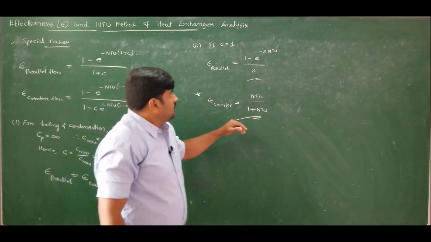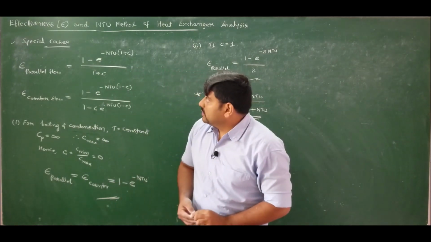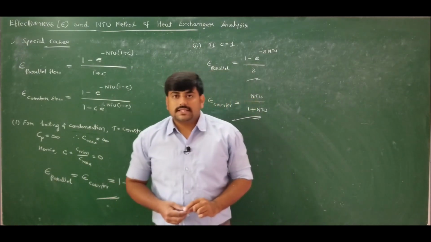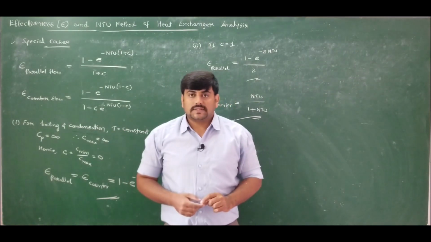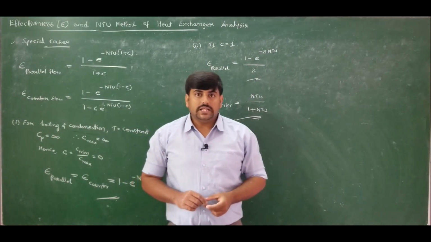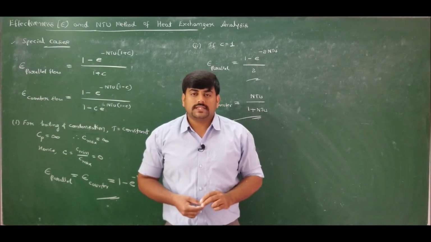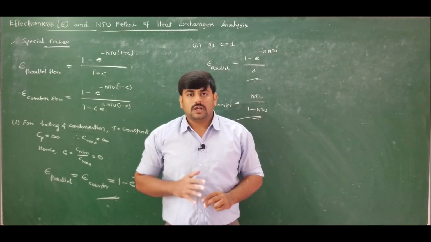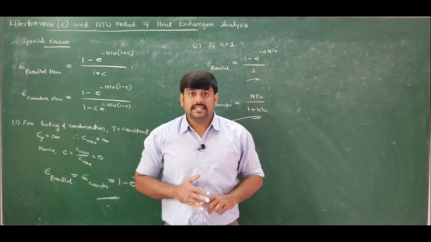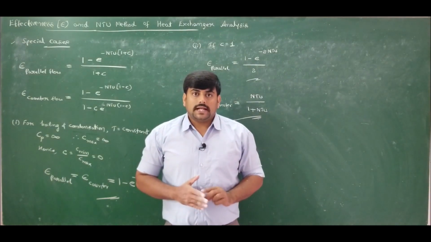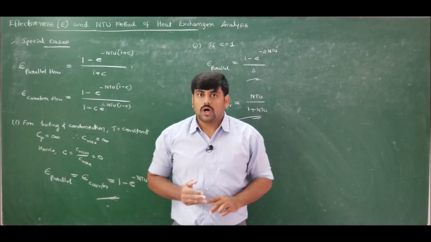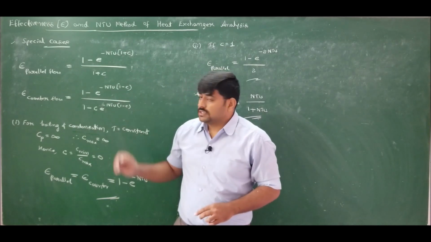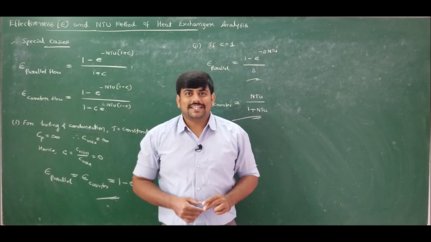With these special cases, I want to conclude this lecture, wherein we have discussed effectiveness NTU relation for counter flow heat exchanger, and also some special cases. This effectiveness NTU can also be read through graph, which is available in our data handbook. I will be referring to the Heat and Mass Transfer Data Handbook written by C.P. Kothandaraman, 8th edition. If you use the data handbook, for the values of NTU we can directly get the value of effectiveness from the graph, or else for more accurate results we can use these correlations. That's all from this lecture. Thank you all.